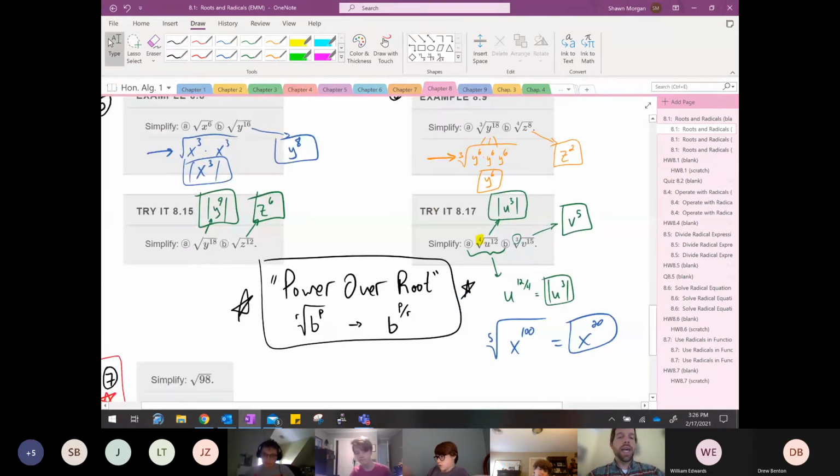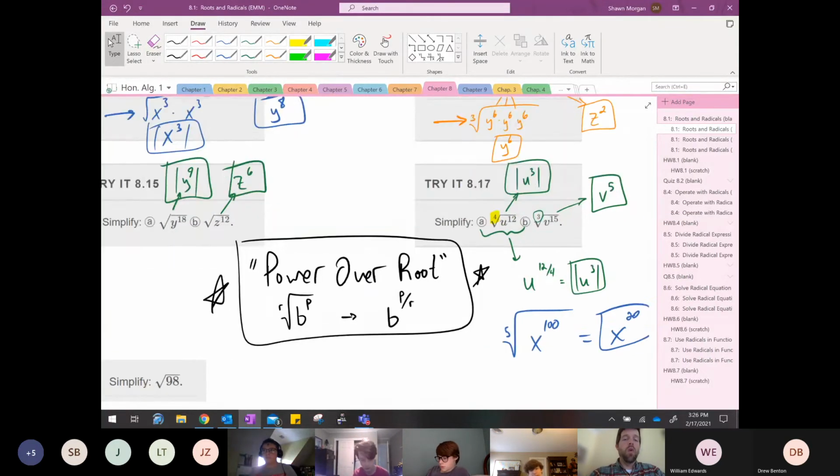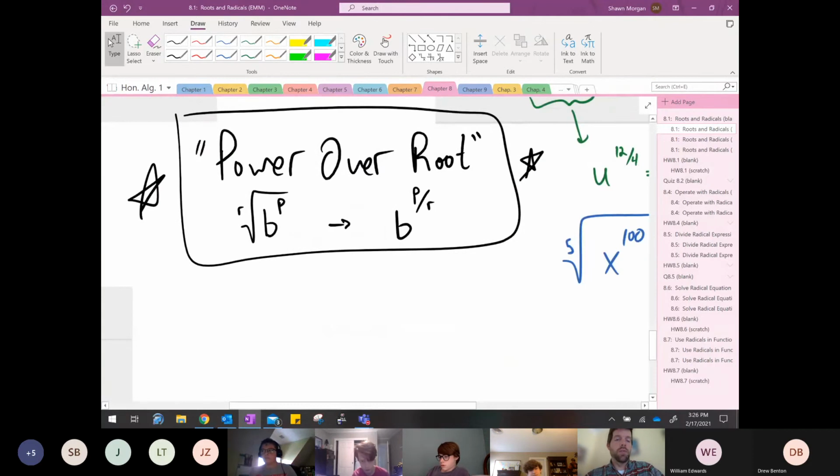And not to let the cat out of the bag, we'll talk about this a little bit later in this chapter, but this also opens the door up for fractional exponents. Fractional exponents look like this. The square root of x. X is implied to be raised to the first power. It's implied to be under the square root or the second root.